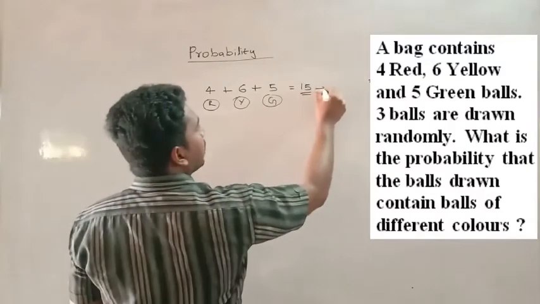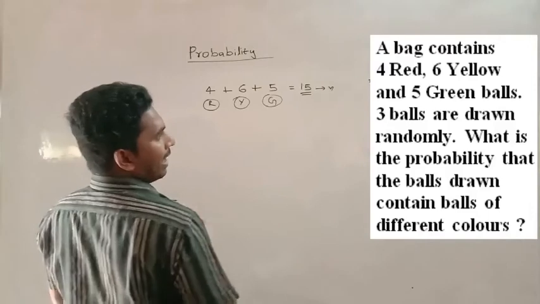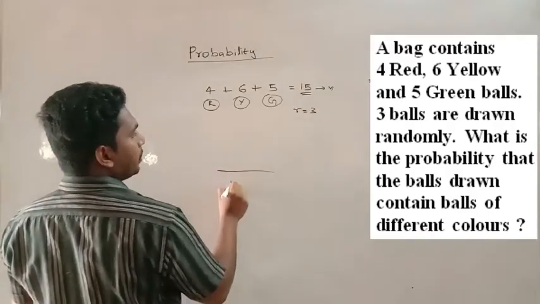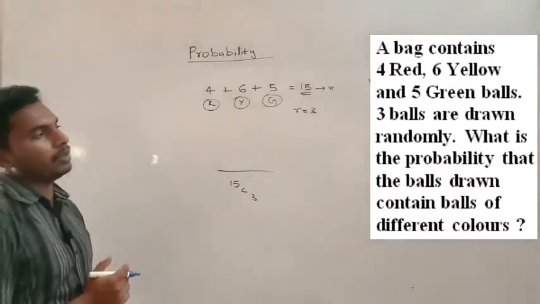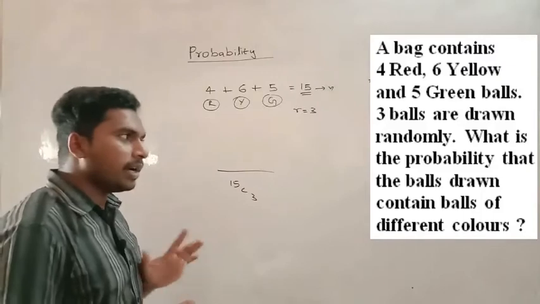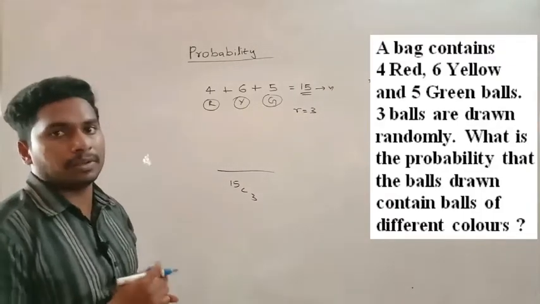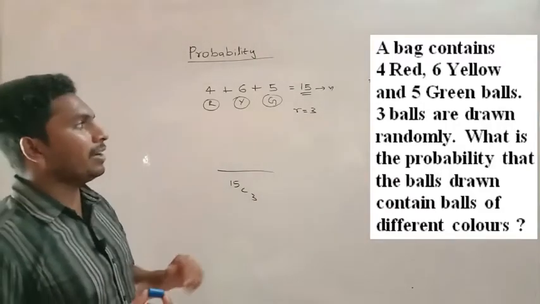So this will be your n value. 3 balls are drawn randomly, so r will be equal to 3. In the denominator it is 15C3 straight away. Then how about the numerator? What is the probability that the balls drawn contain balls of different colors? How many different colors are there? 3 different colors are there.